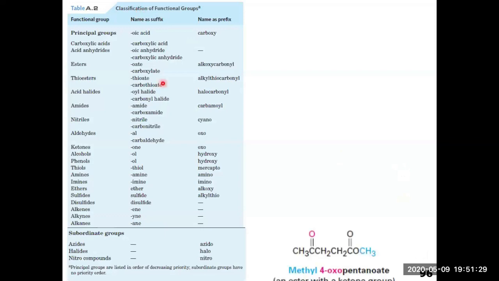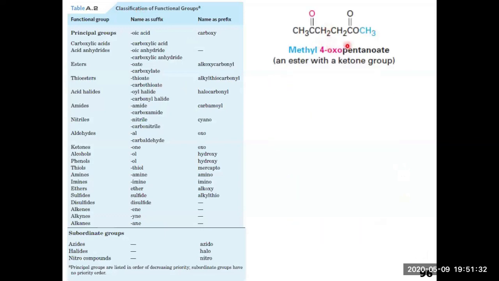Let's look at this specific example. We have this molecule, and we recognize that it contains two functional groups: an ester group and a ketone group. Using the table, we recognize that esters rank higher than ketones. This means we should name this molecule as an ester and not a ketone. So the name for this one will be methyl 4-oxopentanoate. For this one, our goal is just to identify the principal groups and apply this table.